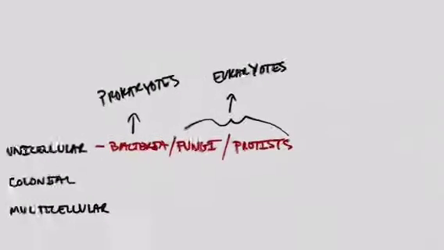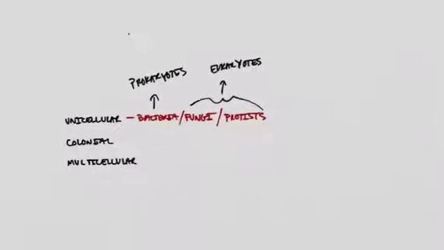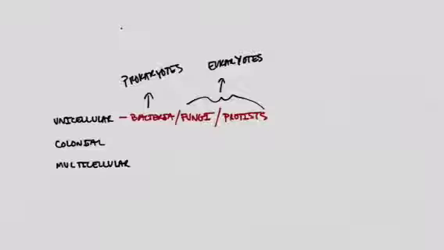The difference between prokaryotes and eukaryotes is that prokaryotes do not have nuclei, and eukaryotes do. Prokaryotes, pro meaning before, karyot meaning kernel, so before the kernel, before the nucleus. Eukaryote, eu meaning true, karyot again meaning kernel. So bacteria don't have nuclei while fungi and protists do.